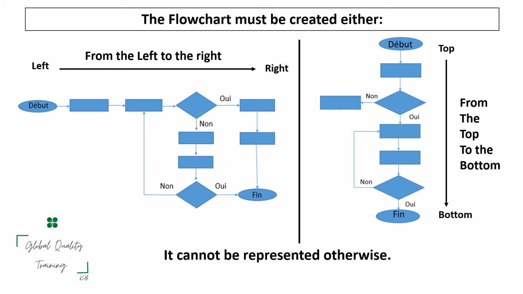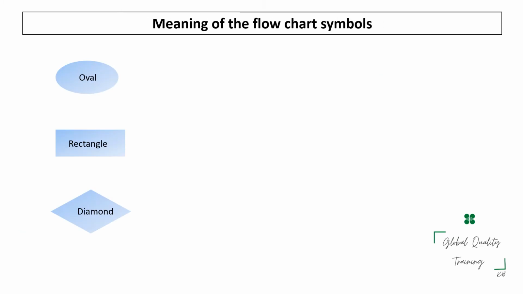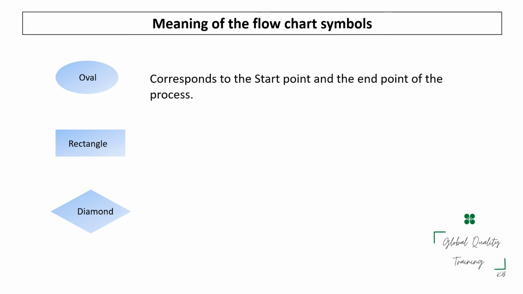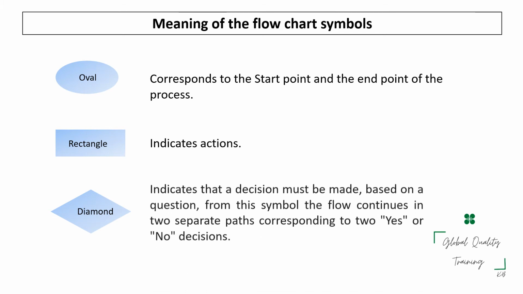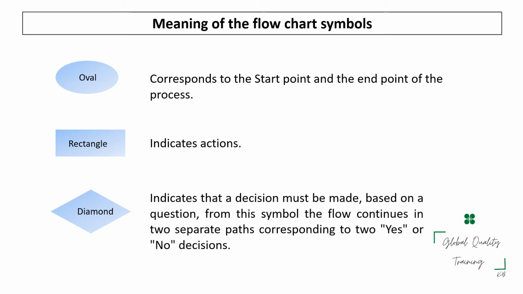Now we will find out what each symbol in the diagram means. The symbol which takes the oval shape corresponds to the start point and the end point of the process. The rectangle symbol indicates the actions to follow. The diamond symbol indicates that a decision must be made, and from this symbol the flow continues in two separate paths corresponding to two decisions, yes or no.